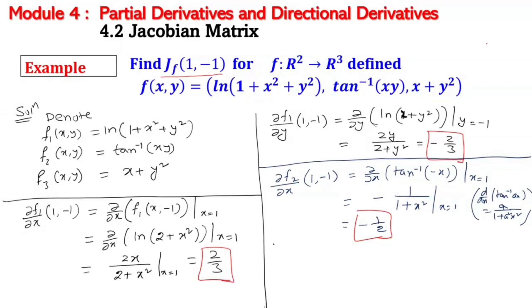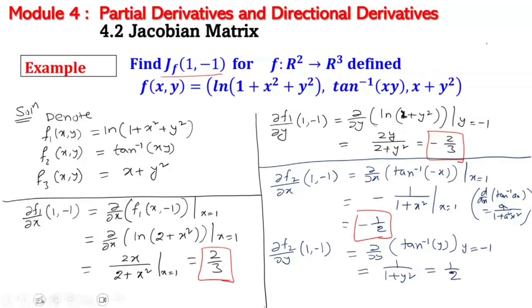Next, similarly, del f2 del y at (1, -1). So this is equal to del del y of tan inverse y at y equal to -1. So this is equal to 1 over 1 plus y square. So this is equal to 1 over 2. Next, we will have del f3, which is very easy.